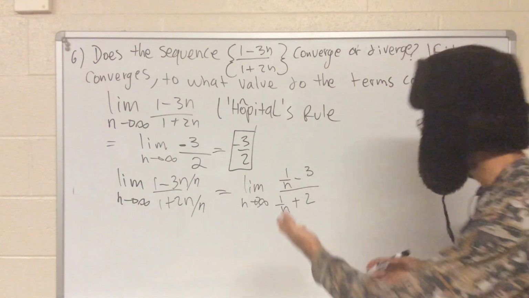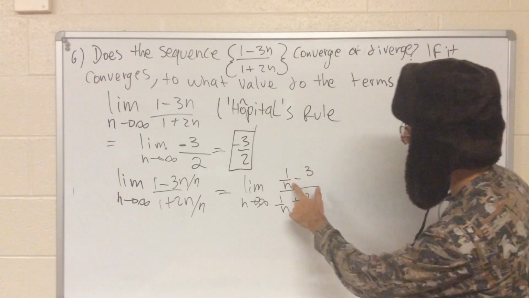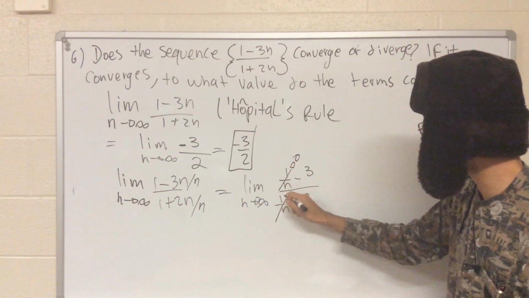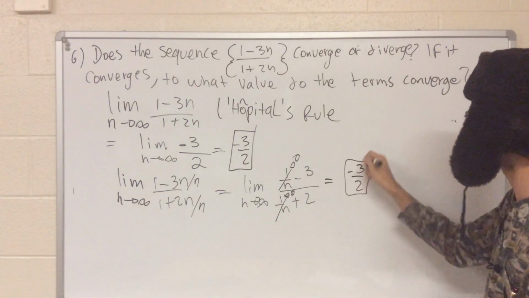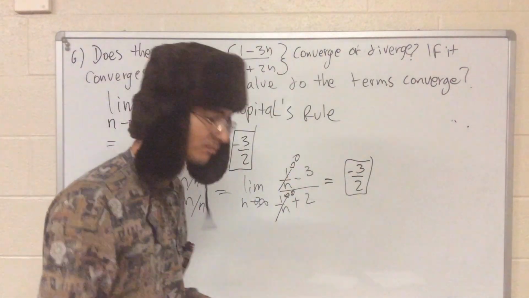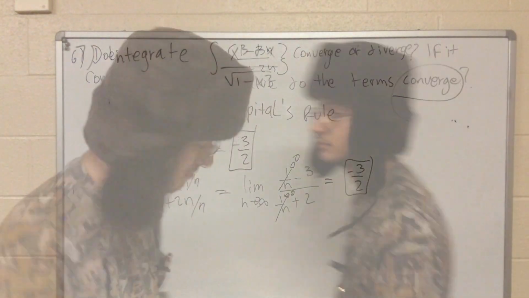And if we take the limit of this as it goes to infinity, this over here dies, it goes to 0. And this over here dies as well, so it goes to 0. And we have negative 3 halves. So that's another way to find the convergence of this sequence. And we can say, of course, it converges.